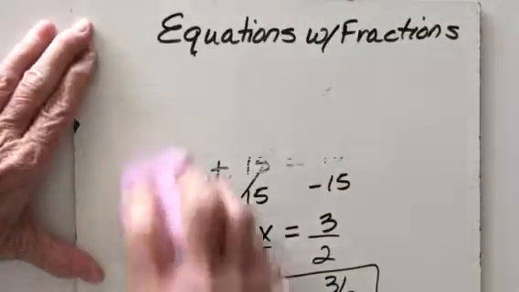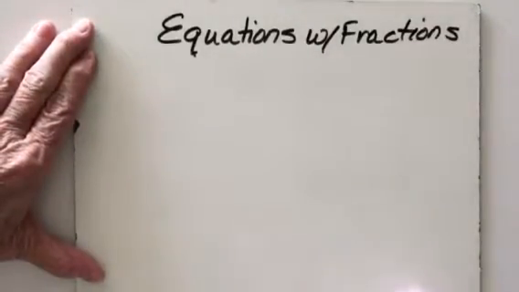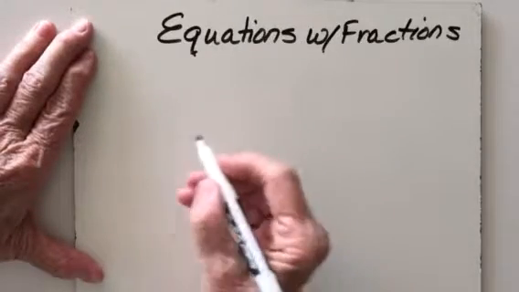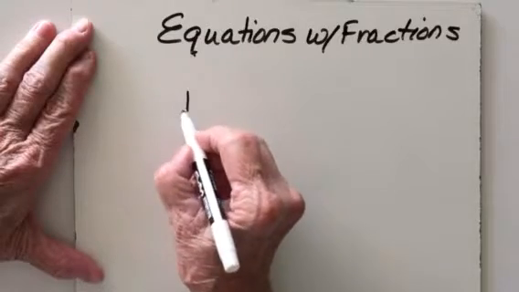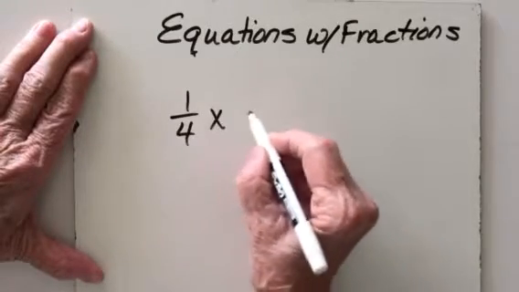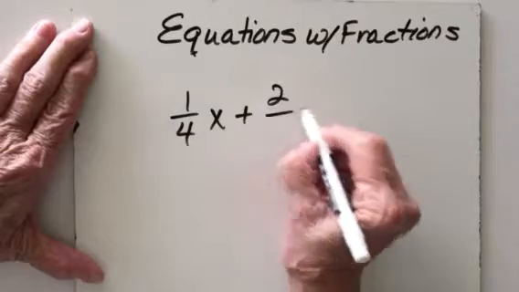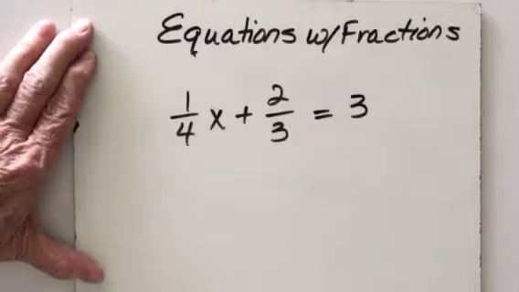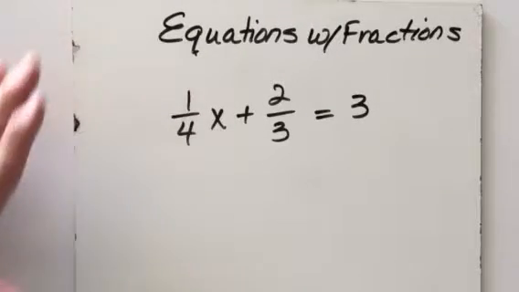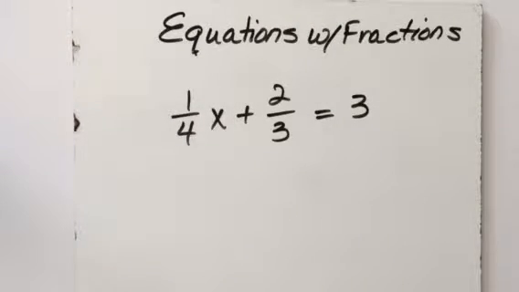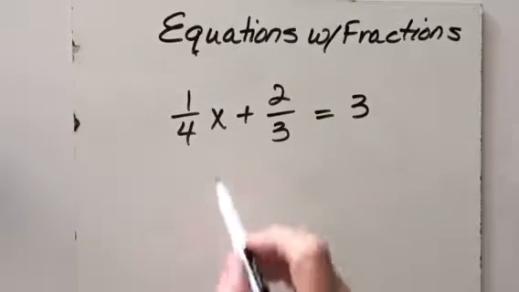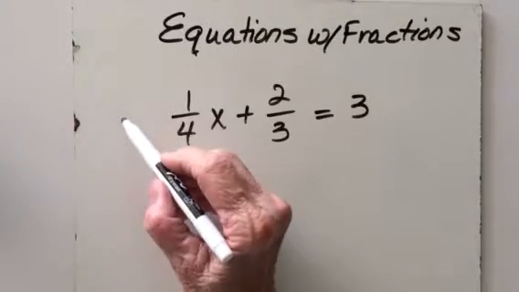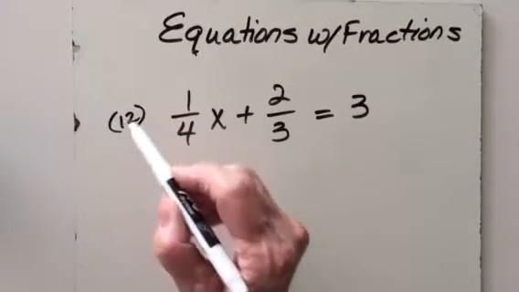Let's say we have a problem that has 2 fractions in it. Okay? So let's say we have 1/4 of some number plus, let's say, 2/3, and let's say it equals 3. All right? Well, we have to multiply through by the common denominator. And in this case, to find the common denominator, we multiply these two denominators together. 4 times 3 is 12. And I'll just put that here to the side.